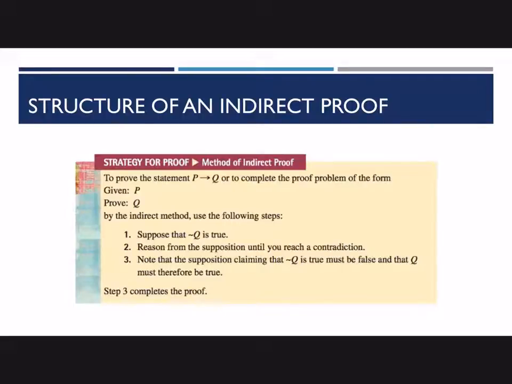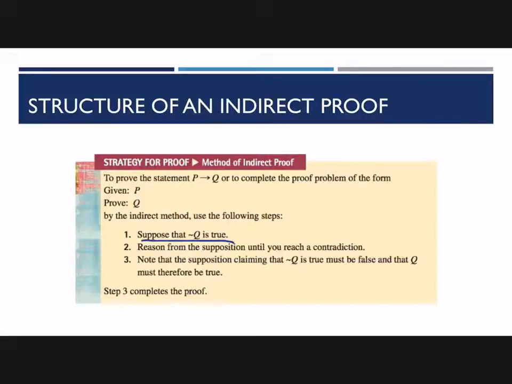Okay, so in general, here's our strategy for an indirect proof. If you want to prove that P implies Q, then you start by assuming that not Q is true. And of course we know that this is going to turn out to be a weak link. We actually want not Q to be false, but we're going to assume that it's true and then try to show that that's not possible.